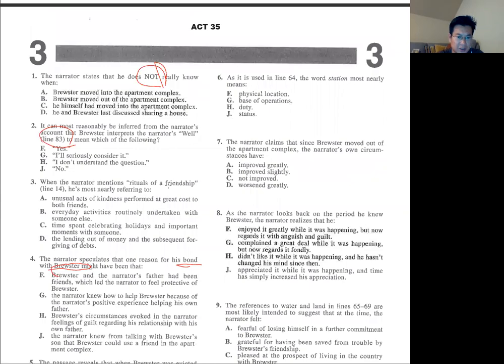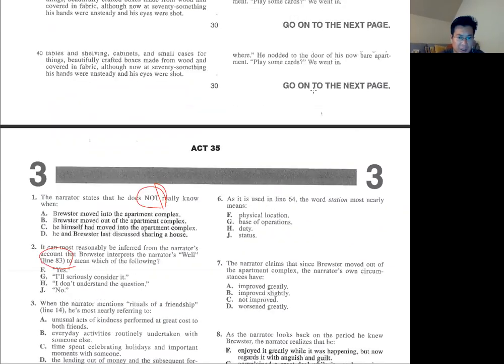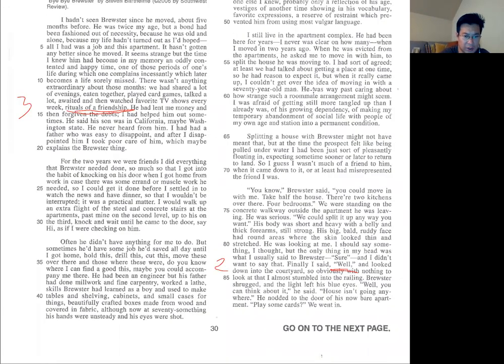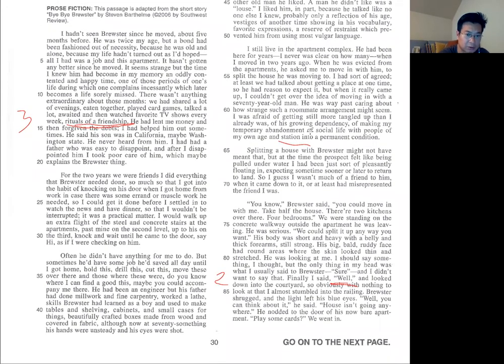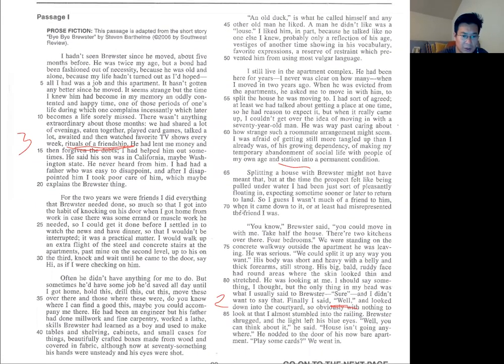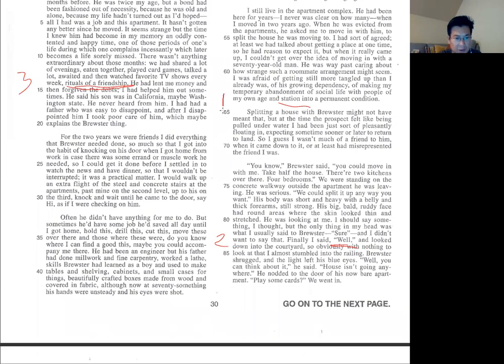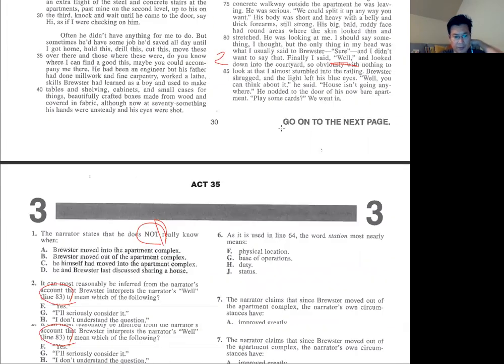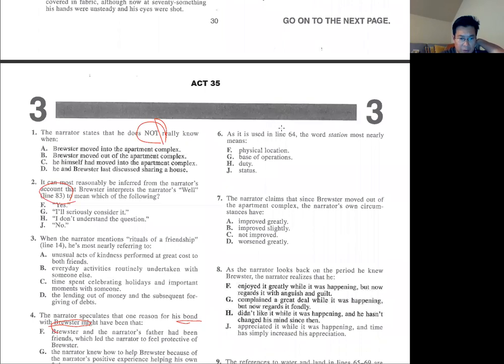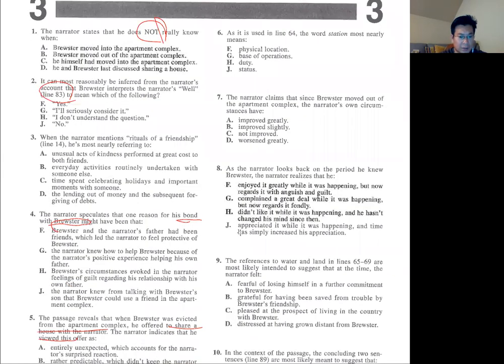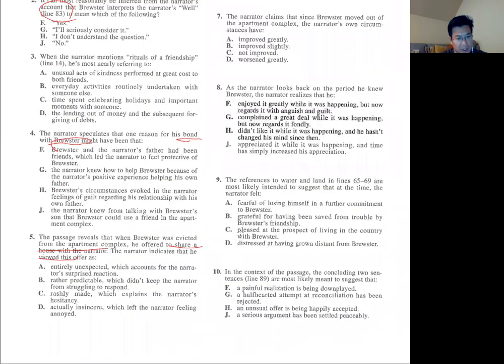And then number 6, line 64, station. So this is number 6. Oops, doesn't work somehow. Number 6 here. And then 7, Brewster moved out of the apartment complex. Narrator owned sections have, this is a bigger idea, so we just leave it there. And then number 8, 9, only 10 we can find.